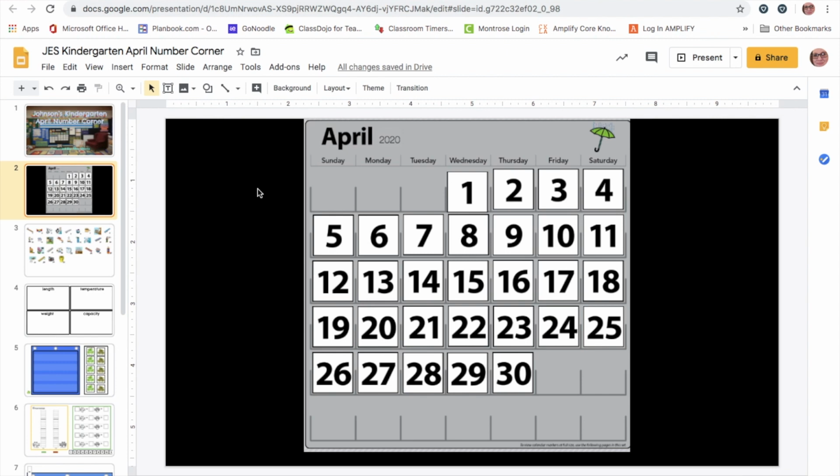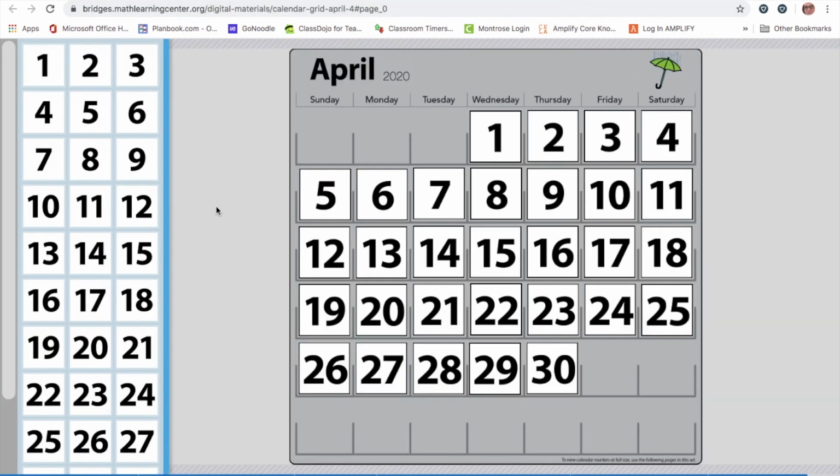Good job, friends. Okay, so Miss Morris is actually going to flip over to this calendar, but it's going to just be on a different screen. And what's really cool about this screen is I can flip those numbers over. Ooh. So today is Wednesday, April 1st. Say it with me. Today is Wednesday, April 1st.